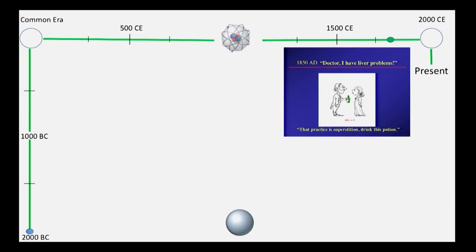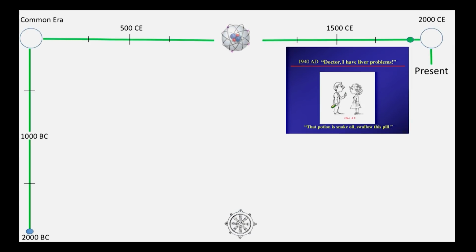These were extractions of plants, extractions of coal tar oil, a whole variety of things that were being sold as medicines in our modern Western world. However, we became more enlightened and realized, doctor, I have a liver problem? That potion is snake oil, swallow this pill. So in our Western tradition, we've had a tradition of rejecting some of our past as being ignorant, and we're learning more and more as we go forward. That, I think, is a key piece that will help us.